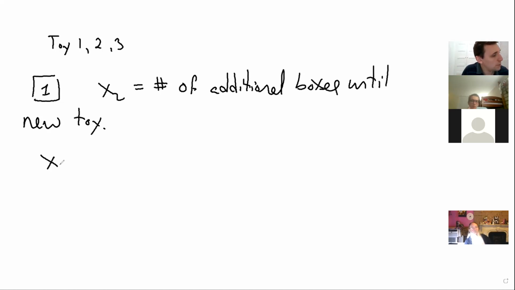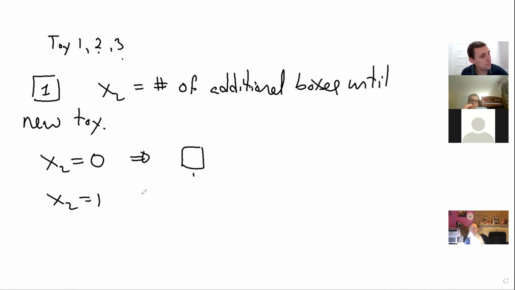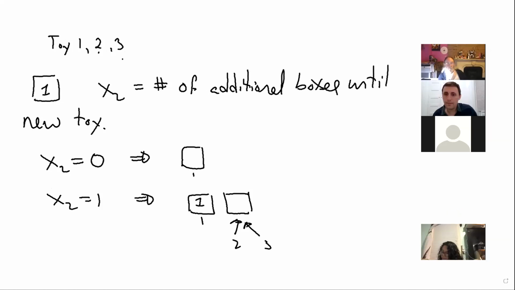So what can x2 be equal to? X2 can be equal to the number of additional boxes until the box of a new toy. So it could be equal to 0, and that implies the second box. So this was box 1, which means the box I get immediately is either 2 or 3. Or if x2 is equal to 1, that implies the next box that I buy is toy 1, failure, and then the next one is maybe 2, maybe 3. You agree? You see what I'm saying, right?